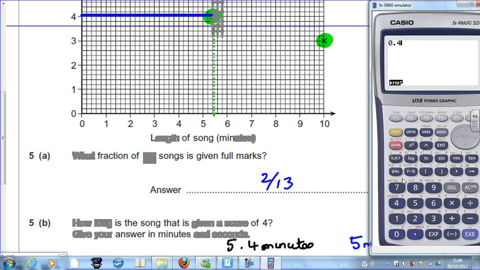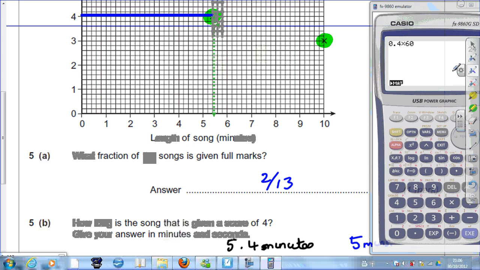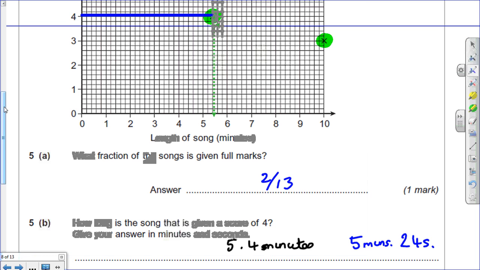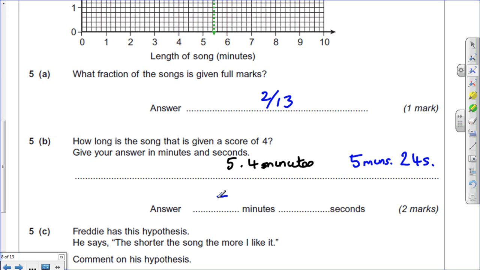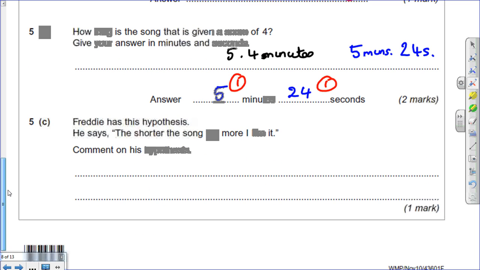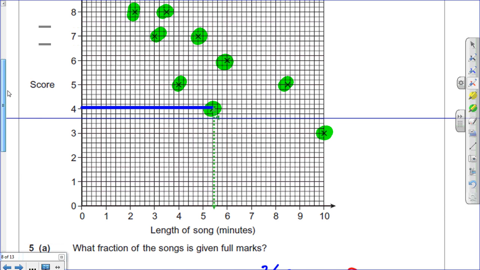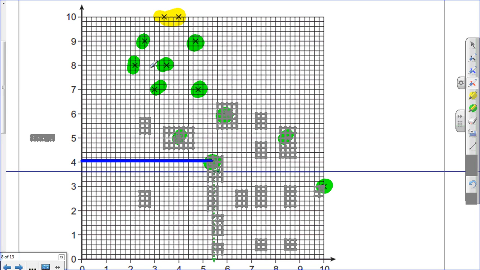Freddie has this hypothesis. The shorter the song, the more I like it. Comment on the hypothesis. Well, let's look at the data then. If we were to draw a line of best fit, as the song got longer, the marks went down. That's looking at it from left to right. But looking at it from right to left, as the songs got shorter, the marks went up. So let's look again at this hypothesis. The shorter the song, the more I like it. Comment on this hypothesis.